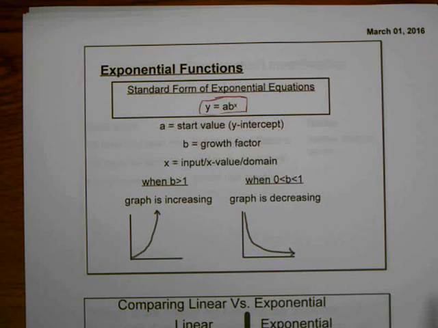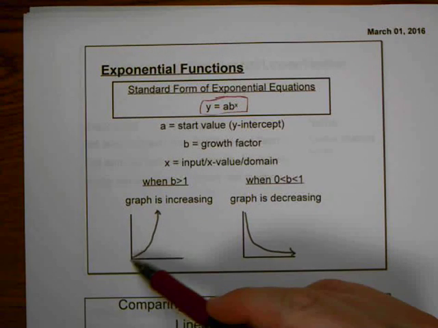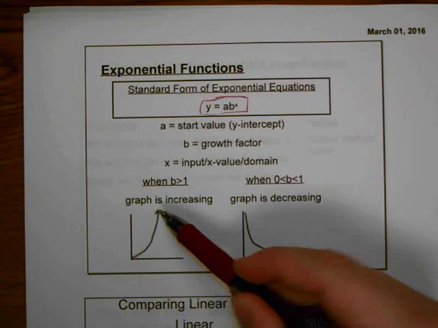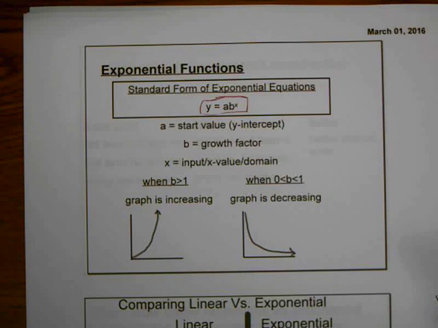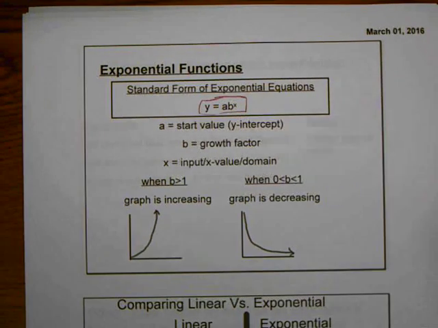Whenever we have a b that is greater than 1, we say that's going to be growth, and it's going to be an increasing function. It's going to go up like this. And anytime that b is between 0 and 1, it's going to be decreasing, and we're going to call that decay. So one thing that I want to start out doing is by comparing linear functions to exponential functions.